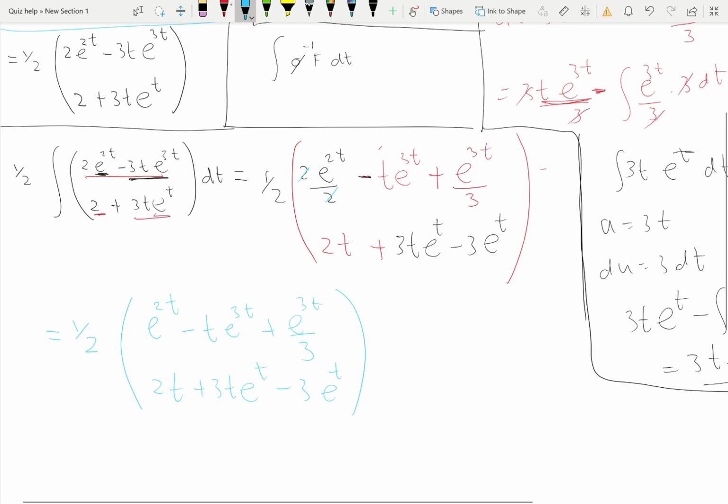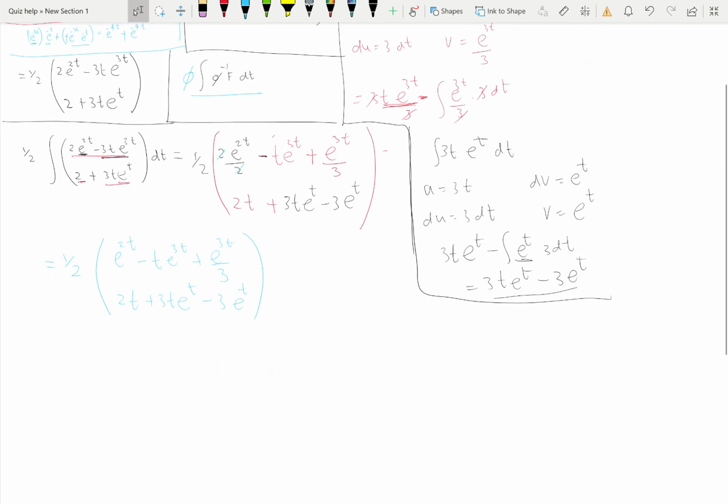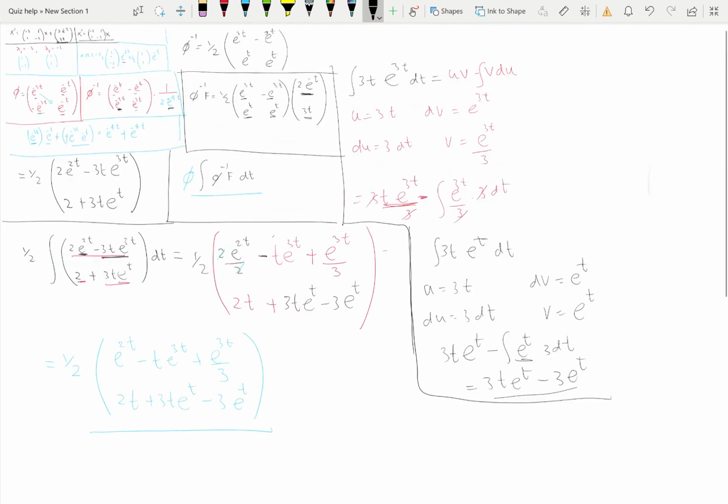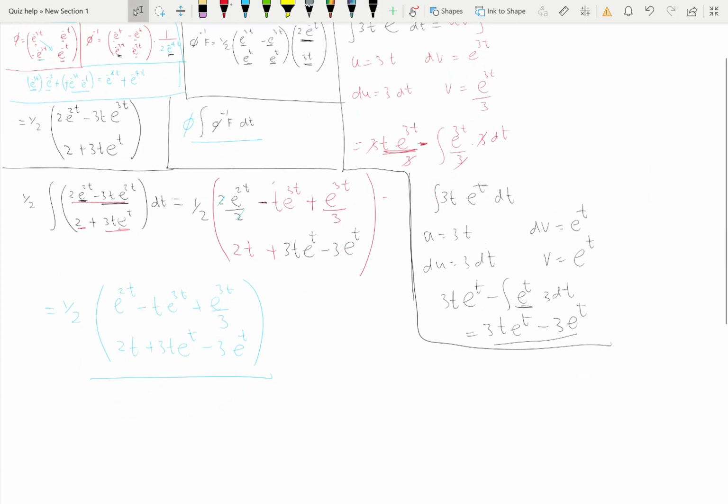Okay, so we found the integral of phi inverse times f. Now the final step is to multiply what we got by phi. So this is what we got. Now we have to multiply it by phi. So phi is e to the negative 3t.